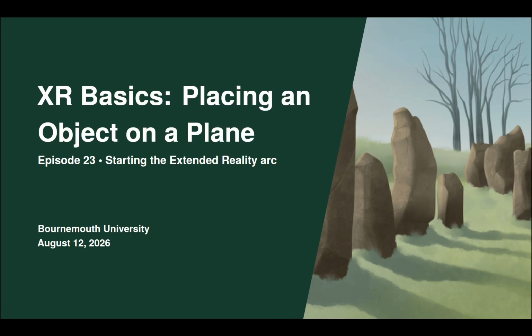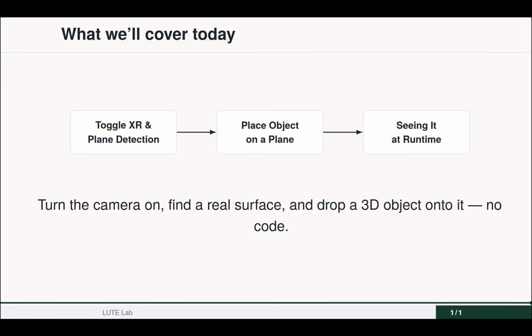In the third and final video, we will discuss how these interactions can work at locations using the LUTE location system. To begin with, in this video, we will discuss toggling the XR and plane detection, placing an object on that plane, and then seeing it at runtime, where we will discuss the differences between testing on mobile and testing in the editor. For now, let's jump into the editor to get going.